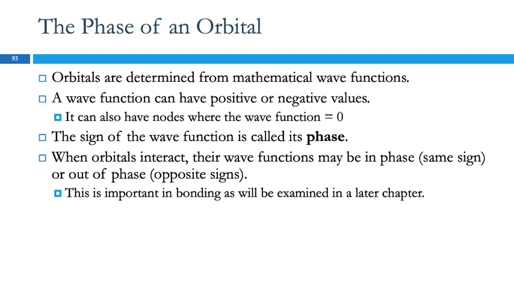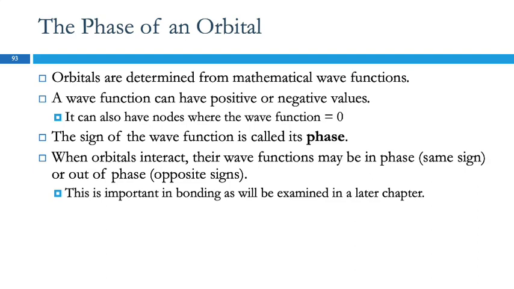So these orbitals are mathematical wave functions. So they really are waves. Wave functions can have positive or negative values. They can also have nodes where the wave function is equal to 0. So if the sign of the wave function is positive, that's a positive phase, or it can be in a negative phase. When orbitals interact, their wave functions might be in phase with each other or out of phase with each other. And this is really important for some bonding concepts we'll talk about later, but this again relates to constructive and destructive interference between waves.